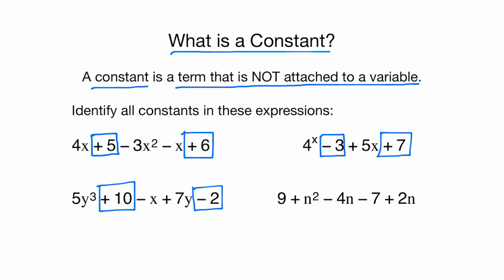We have the first term, 9. This is a positive 9. It is not attached to a variable. Therefore, it's a constant. Plus n squared, that's a variable, minus 4n. That negative 4 is being multiplied by a variable. Minus 7 is not attached to a variable.